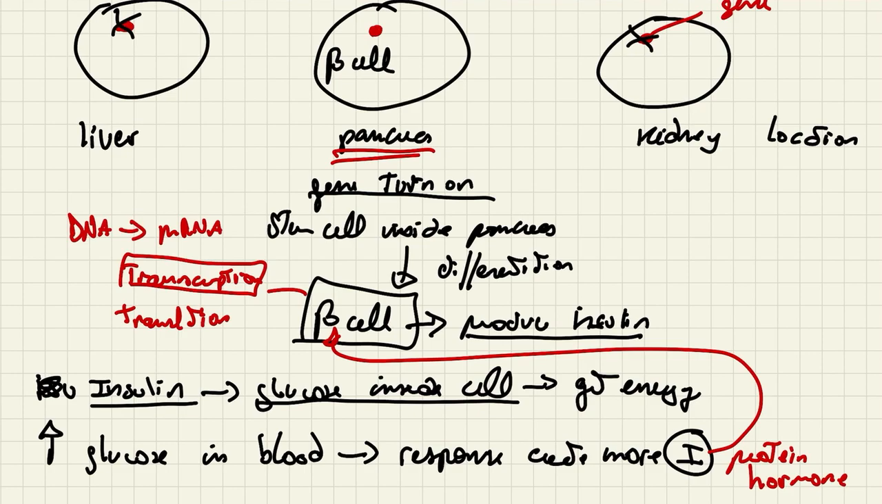Now, who regulates, who controls transcription? The nucleosomes. They can control the transcription through what? Methylation or acetylation. Now, what is the difference? Methylation will decrease transcription, acetylation will increase it. So acetylation will produce more insulin and methylation will produce less insulin.